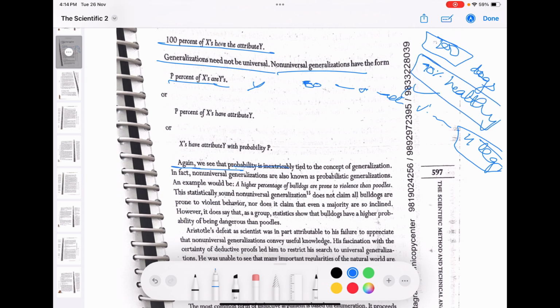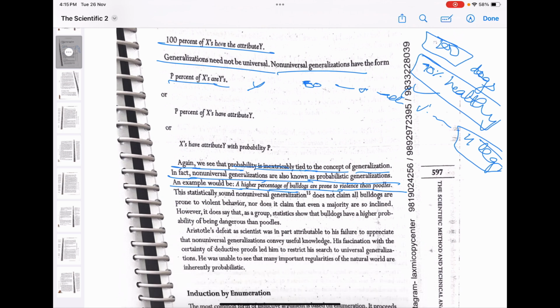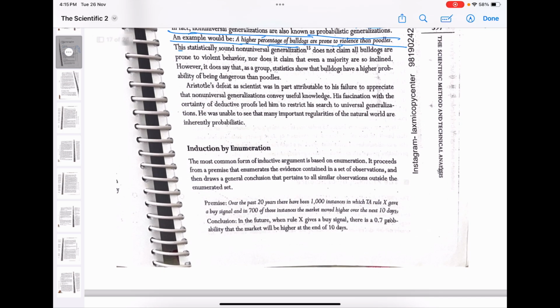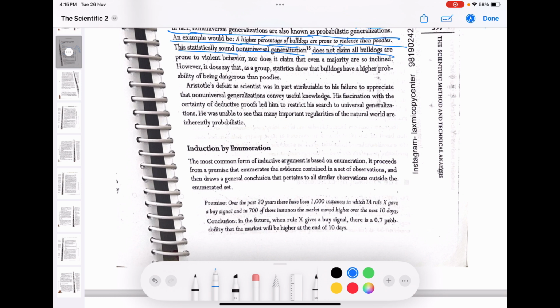Again, we see that probability is inextricably tied to the concept of generalization. In fact, non-universal generalizations are also known as probabilistic generalizations. An example would be: a higher percentage of bulldogs are prone to violence than poodles. The statistically sound non-universal generalization does not claim all bulldogs are prone to violence, right. Aristotle's defeat as a scientist was in part attributable to his failure to appreciate that non-universal generalizations convey useful knowledge. His fascination with the certainty of deductive proofs helped him to restrict the search to universal generalizations.